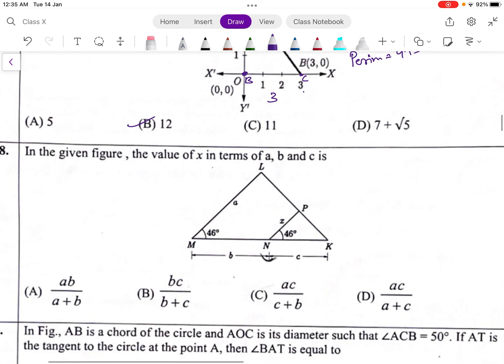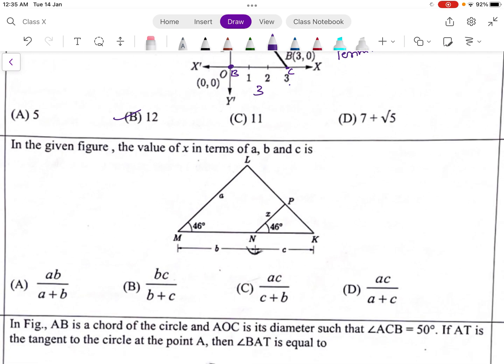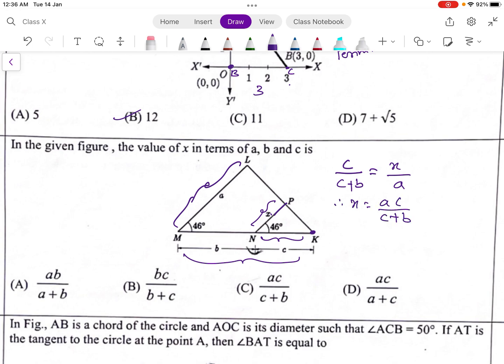Okay, then the next question is on the BPT theorem. Here you have to use the ratios of the BPT theorem. If you see this diagram in a different way, from this point, this is the line which is parallel to the third side of the triangle. So what will be the ratio? This length divided by the total length would be equal to this length divided by this length. So C divided by C plus B equals X divided by A. Therefore X equals AC divided by C plus B, which is option C.